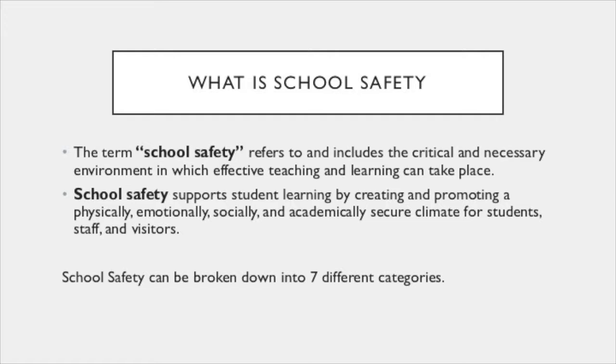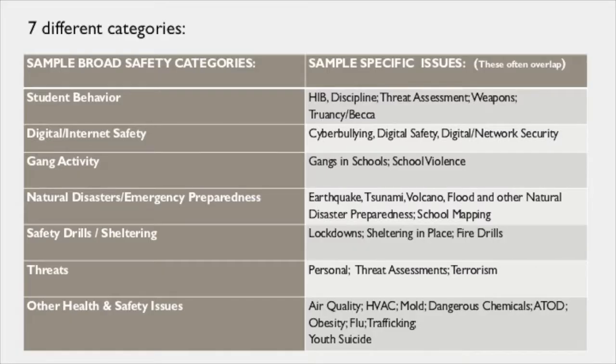And school safety can be broken down into 7 different categories. Those 7 different categories, and this is just kind of a sample of broad safety categories, are student behavior, digital internet and safety, gang activity, natural disaster and emergency preparedness, safety drills and sheltering, threats, and other health and safety issues. As you look in each category, I've created some examples of what each one would be, and you can feel free to pause the video and take a look at those.